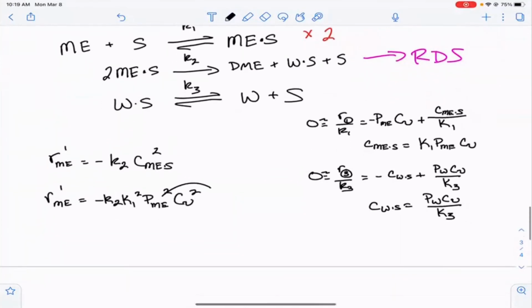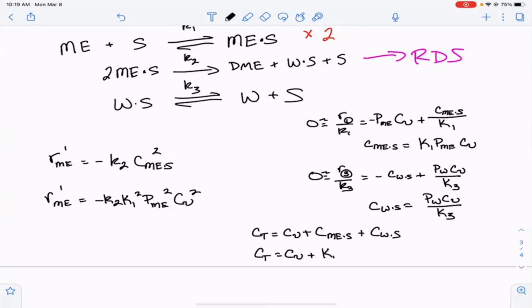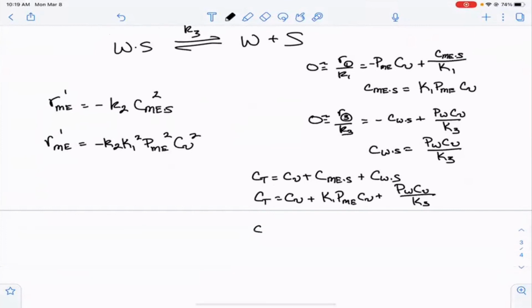And so now the unknown that's left to solve for is just CV. We'll do the same thing that we've done: it's just the site balance. We'll plug in the expressions that we derived. So this is K1 PME times CV plus PW times CV over K3. And so CT is just CV times 1 plus K1 PME plus PW over K3.